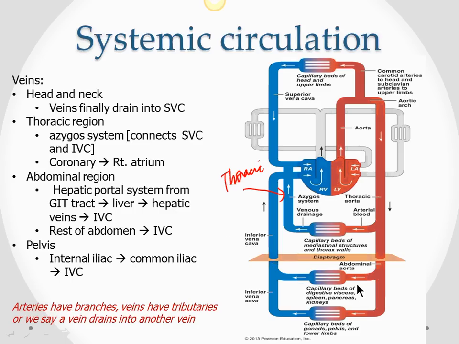Then in the abdominal area, which is this part here, you have a special system which is known as the hepatic portal system. So again, I'm talking about veins in this case. Just to give you an idea how we are going to break this up. The hepatic portal system takes all the blood from the GI tract, and instead of draining directly into the inferior vena cava, it goes to the liver. And you should understand why it does that.